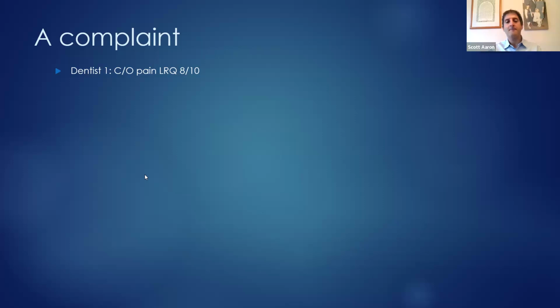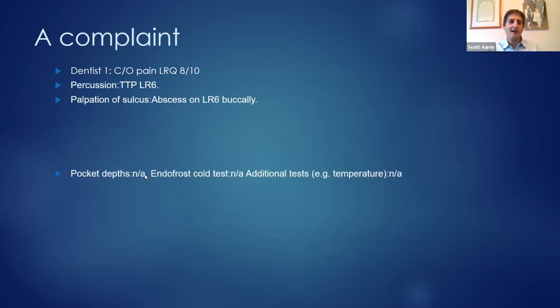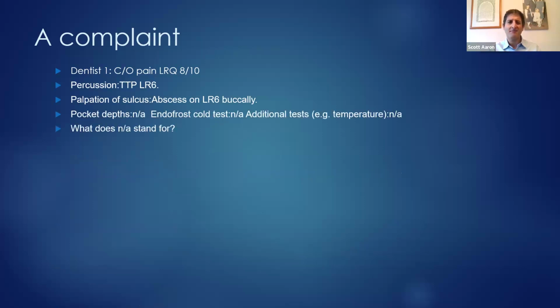The first dentist: pain low right quadrant, 8 out of 10 pain, quite a lot of pain. TTP low right 6, sulcus tender, there's an abscess is the way they put it, I guess. Pocket depths, NA. Cold test, NA. Additional test, NA. What does NA stand for? NAD stands for no abnormalities detected, or potentially not actually done. I mean, it's supposed to stand for no abnormalities, but not actually done, I think, is often the case.